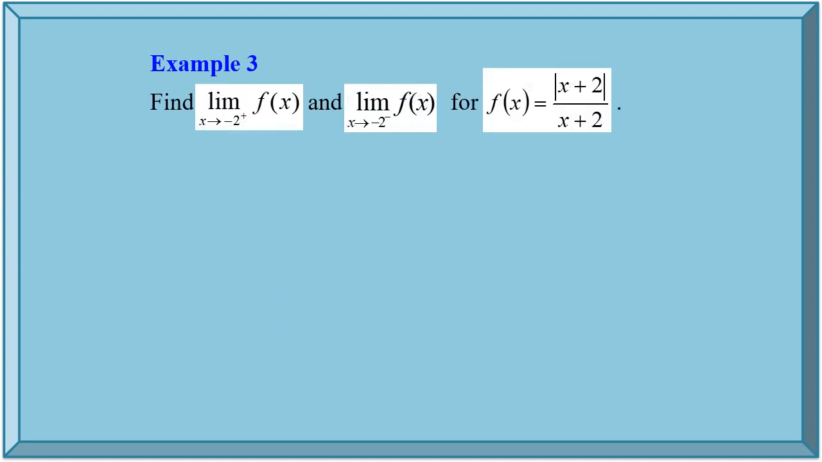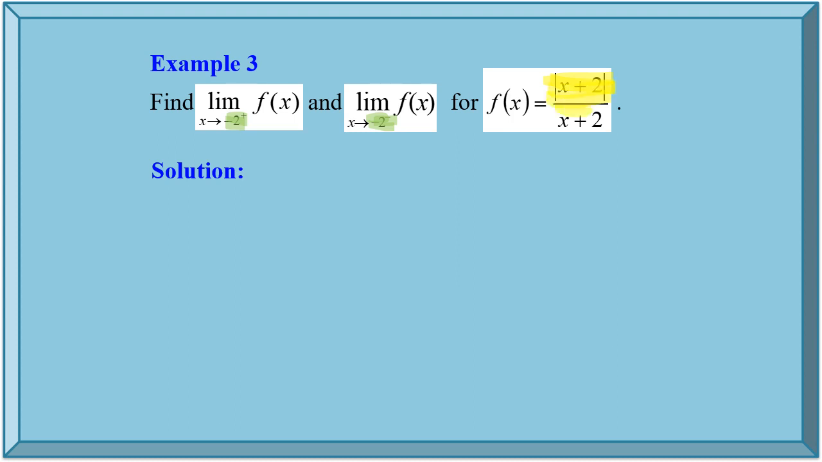Okay, so let's say example 3. We have to find the limit of f(x) as x approaches negative 2 from the right side and the limit of f(x) as x approaches negative 2 from the left side, for f(x) equal to absolute value of x plus 2, divided by x plus 2. What is special here is that the function consists of absolute value notation.